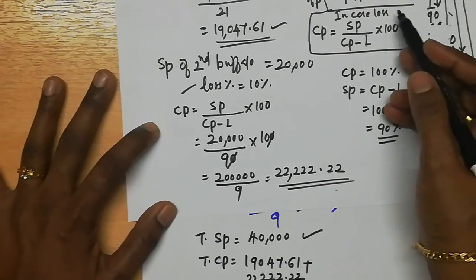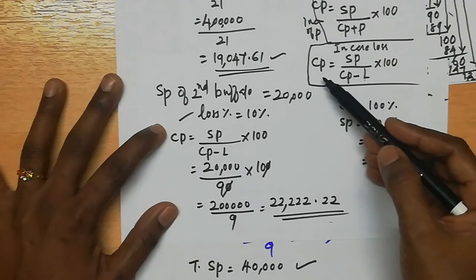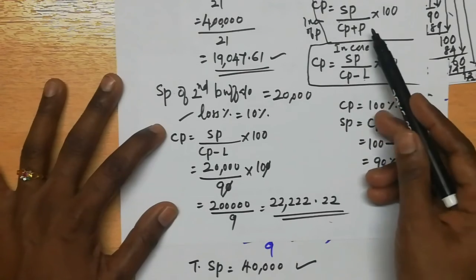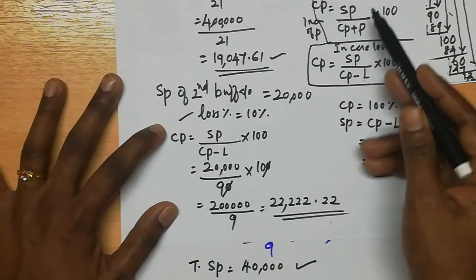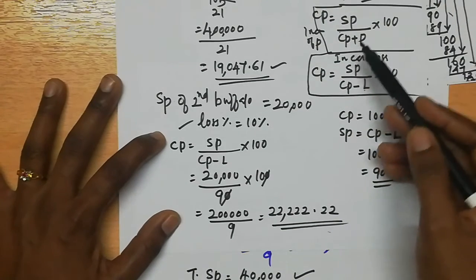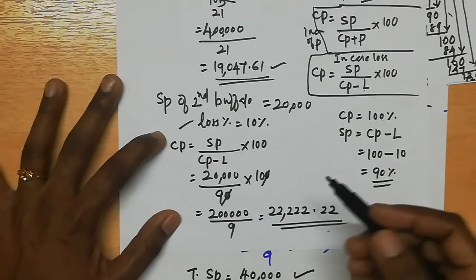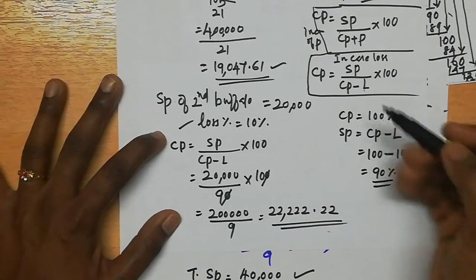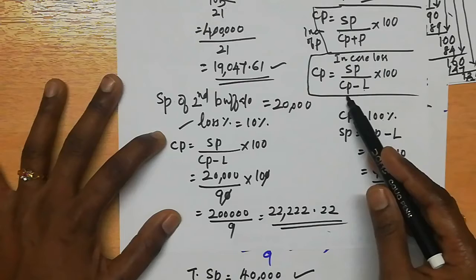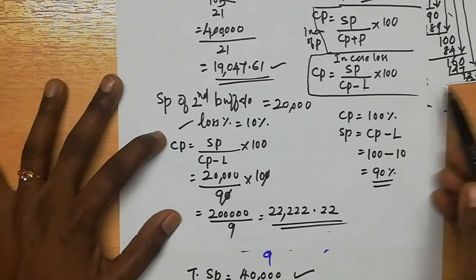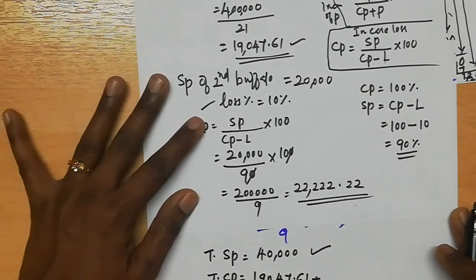You have to learn this equation by heart: how to find the cost price in case of profit and the cost price in case of loss. You have to take the selling price divided by cost price plus profit. Cost price is always 100%. We take 100 plus the profit percent. Here it is given as 5% profit, so 100 plus 5 is 105%. Here also, selling price divided by cost price minus loss. Cost price is 100, loss is 10%, so 100 minus 10 is equal to 90%. That is the only thing you have to remember.